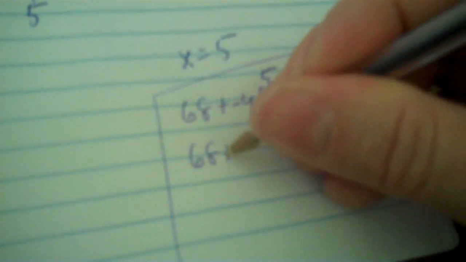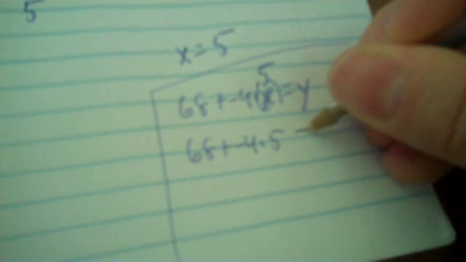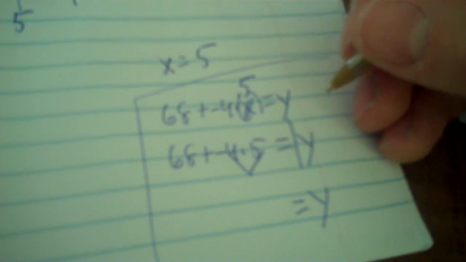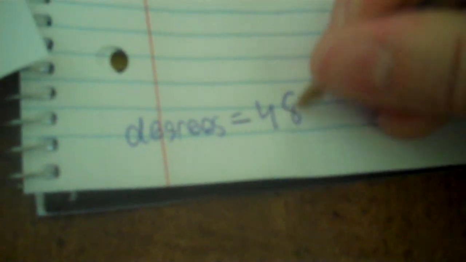Okay, now 5 hours, put 5 there, and X equals 5. So you have 68 plus negative 4 times 5 equals Y. So the Y is all by itself. We just need to do the order of operations over here. We would times first. Negative times a positive is a negative, and 4 times 5 is 20. So 68 down 20 would be 48. And there we have it.